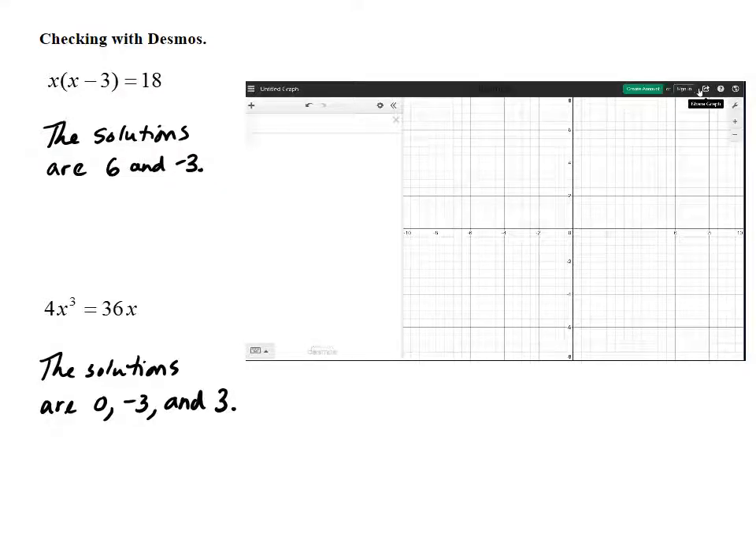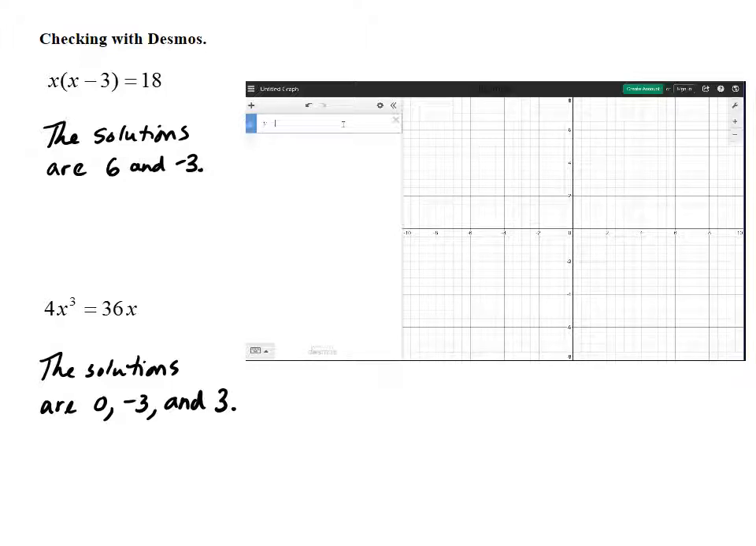So here we are in Desmos, and I want to show you how you can check your solutions you got algebraically using graphs in Desmos. To do that, and by the way, we're going to double check the solutions we got on the last two equations using Desmos. So I've written those equations down on the left, and I've also written in the solutions we got. To do the check graphically, we want to graph the two sides of each equation independently.